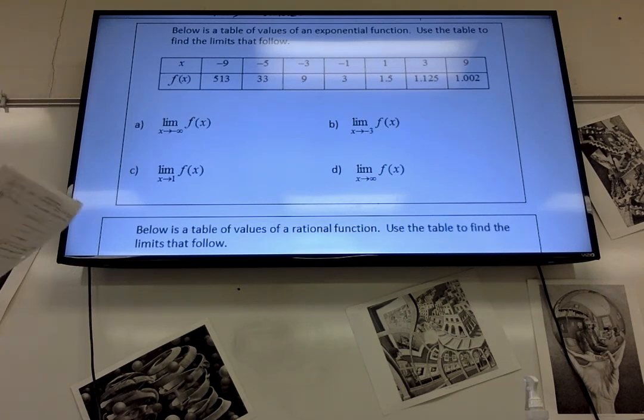So, as x approaches negative infinity, so for this first one, that means as I keep going this way, what do you suppose is happening to f of x, to y? Down. Yeah, the y. It's like going from 9 to 33 to 513. It's probably getting bigger and bigger and bigger, which is, you're right, infinity.